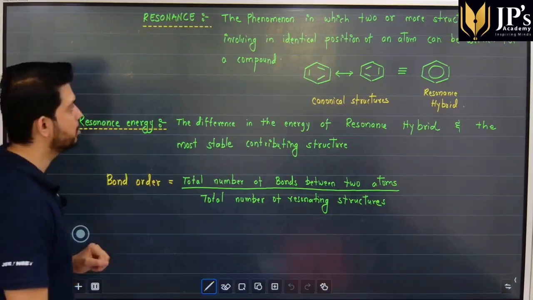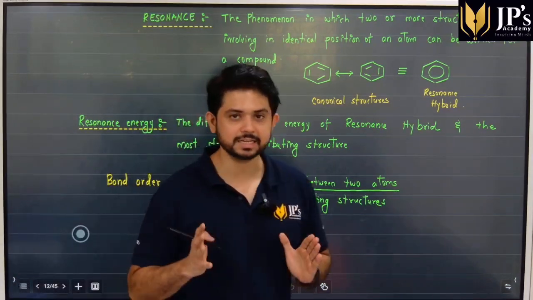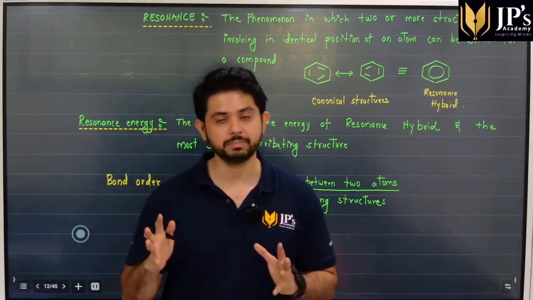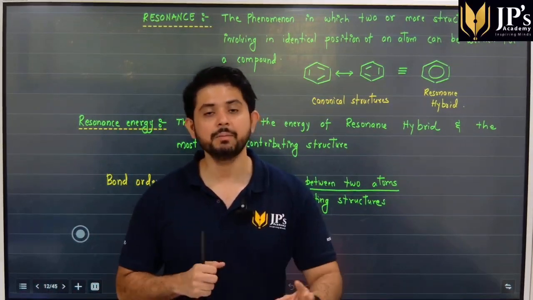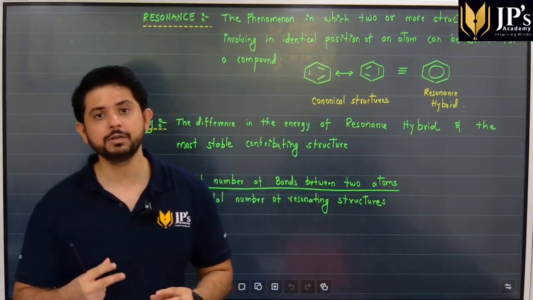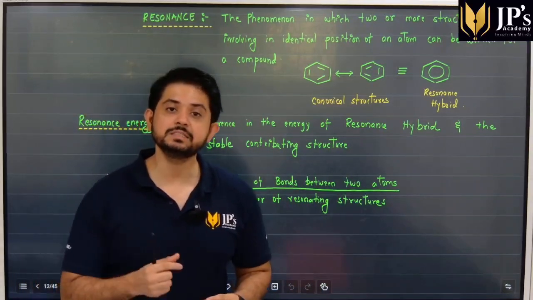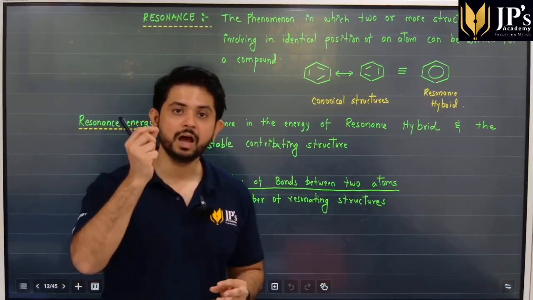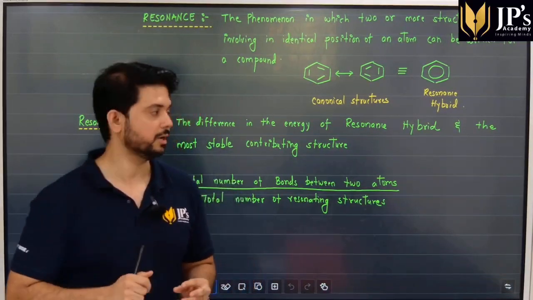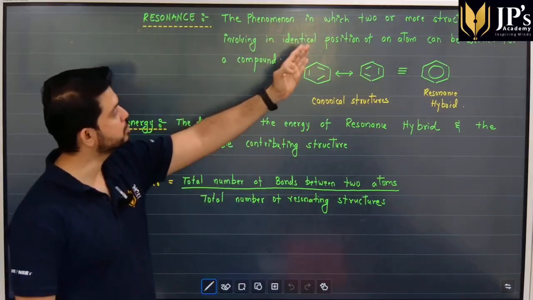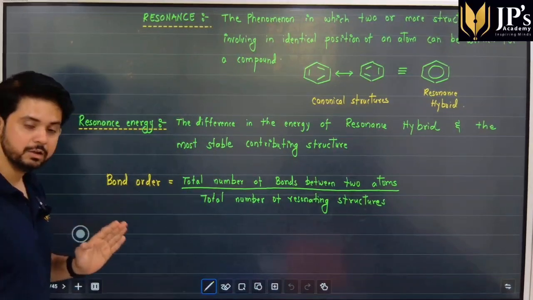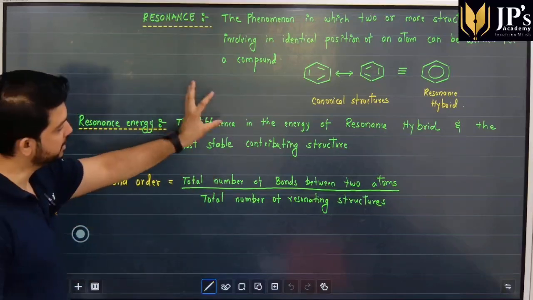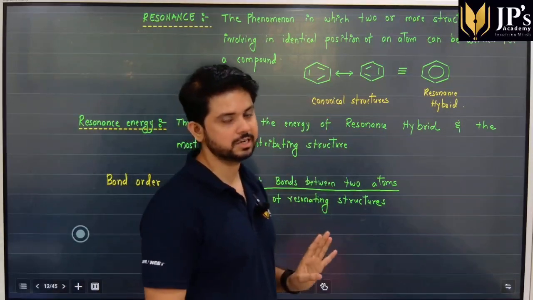Next, students, we have the concept of resonance. What exactly is resonance? Students, sometimes a single Lewis structure cannot really explain the structure of a molecule. वहाँ पे एक particular molecule के multiple Lewis structures हो सकते हैं. These multiple Lewis structures, these canonical Lewis structures को हम बोलते हैं resonance or resonating structure. So students, the phenomena in which two or more structures involving identical positions of the atoms can be written for a compound, these are called resonance structures.